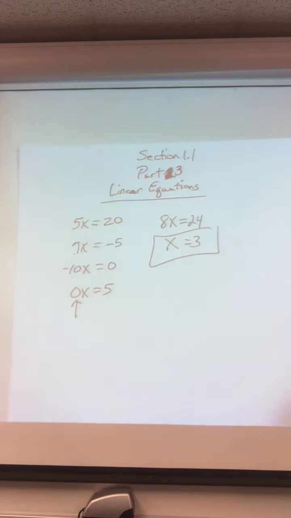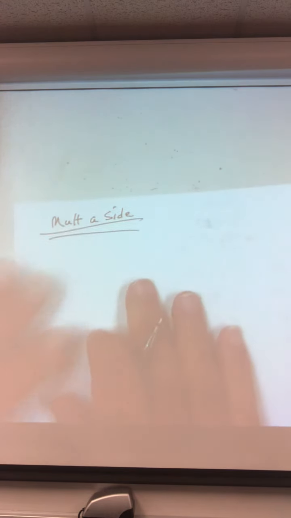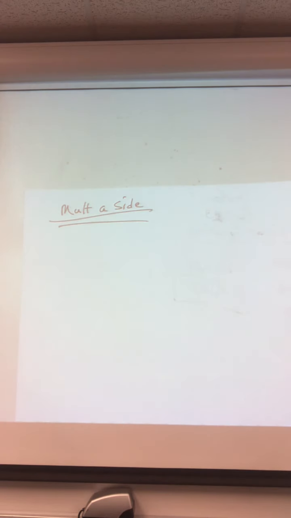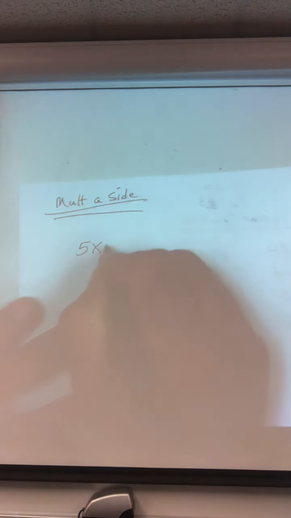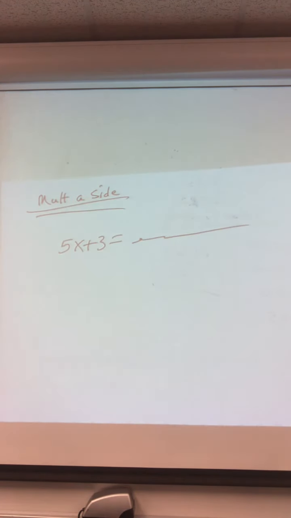Now, before I get into that, I want to show you something right quick. Whenever you multiply a side by something, it is not the same as when you add a number to a side. Let me show you an example. Let's suppose I have 5x plus 3 equal to whatever. Don't worry with what's on the other side.